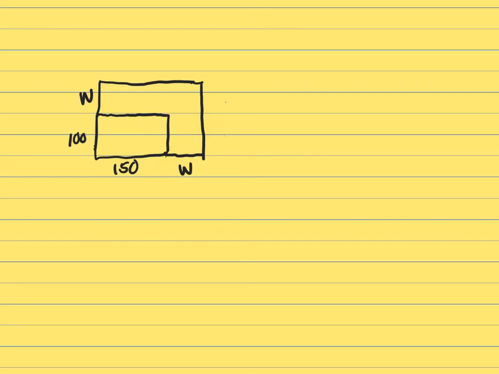We're trying to figure out the value of W, and it says the area of the enlarged lot is twice the area of the original lot. And of course, the area of a rectangle is length times width. So this length will be W plus 150 because of these bottom numbers. And the width is going to be 100 plus W, or W plus 100.